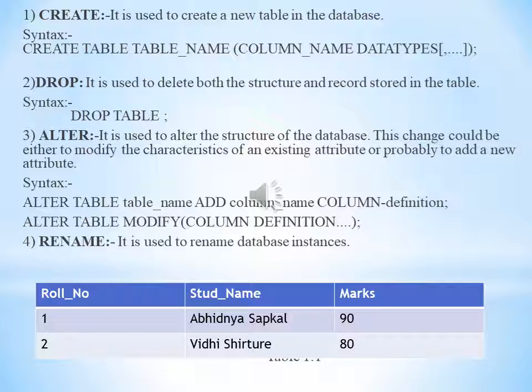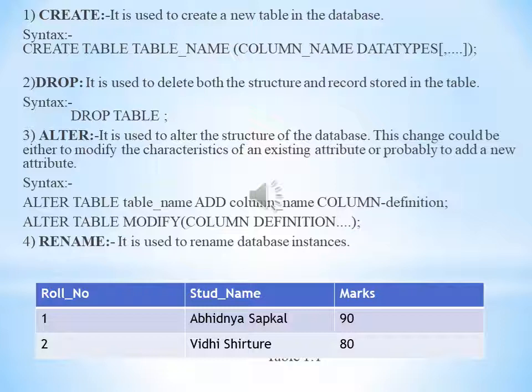Then next is the alter. Alter is used to alter the structure of the database. What is the meaning of alter? Alter means you can change or modify your tables. It is used to alter the structure of the database, and this change could be either to modify the characteristic of an existing attribute or to add new attributes.